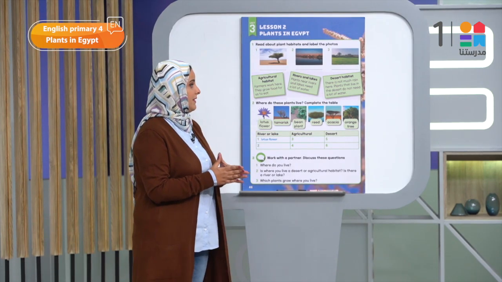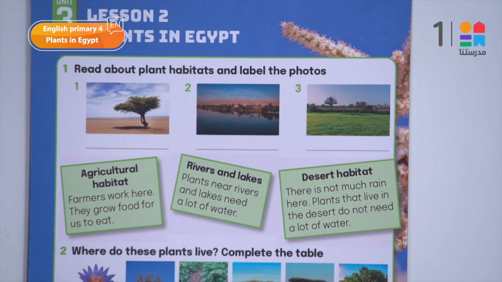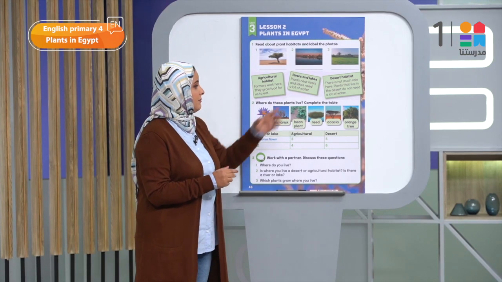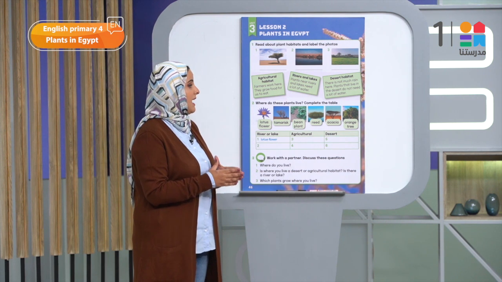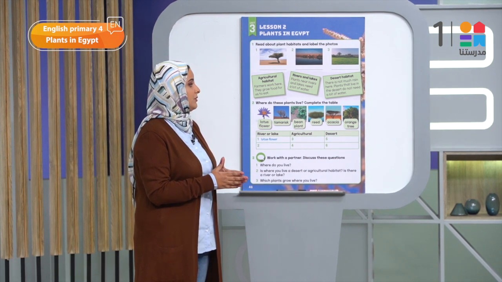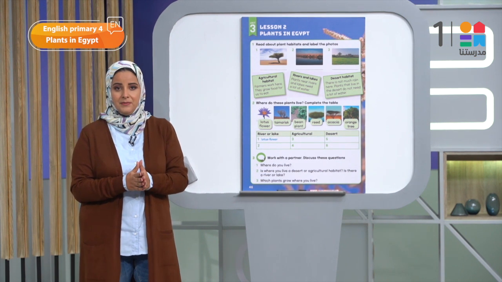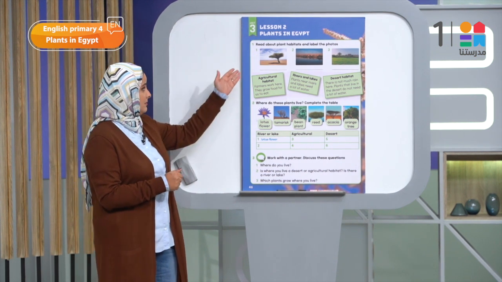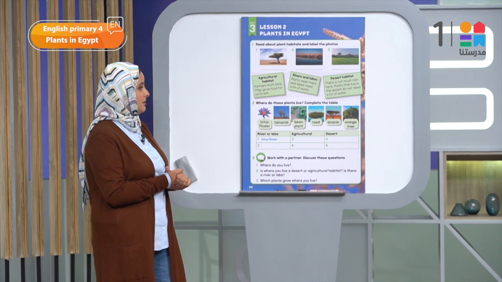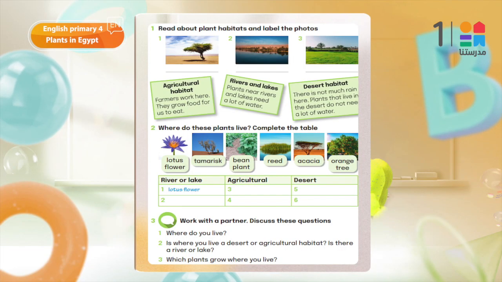Desert habitat. The desert is the desert. There is not much rain here. Plants that live in the desert don't need a lot of water. Very good. Now, let's look at the pictures and write down the habitats.